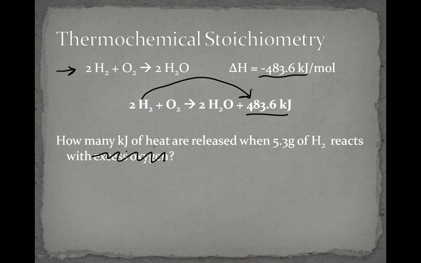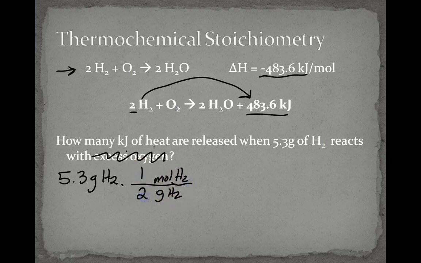So this is essentially going to be just like stoichiometry. You're going to start with your 5.3 grams of hydrogen. And remember, our chemical equations are written in terms of moles. So in order to use our ratio of 483.6 kilojoules for every 2 moles of hydrogen, you have to be in moles. So first thing we want to do is convert our grams into moles, and by now you're a pro at that, right? So we know from the periodic table that 1 mole of hydrogen weighs about 2 grams. So if we multiply that out, that would give us moles of hydrogen.